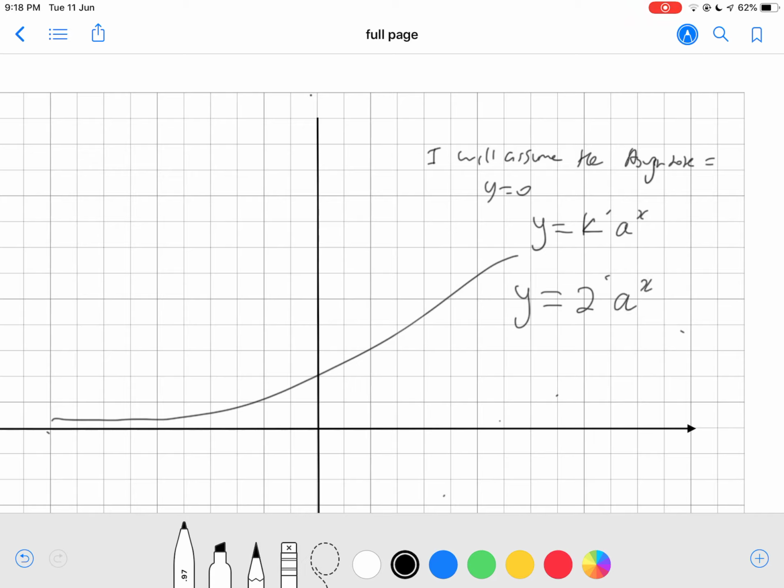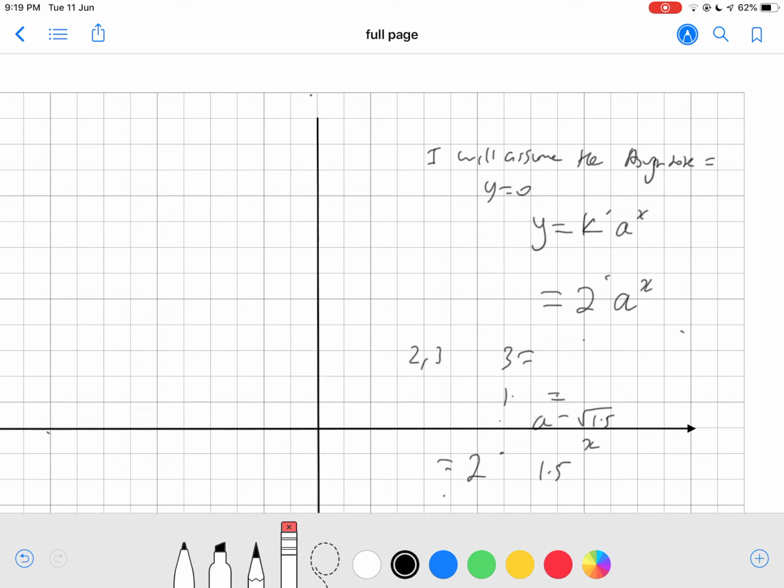And we're going to substitute one more point to find a. So we're going to substitute this point here, which is (2, 3). We're going to say 3 equals 2 times a to the power of 2. Move the 2 to the other side, becomes divide. So 1.5 equals a to the power of 2. A equals square root of 1.5. So pretty straightforward. Our equation would just be y equals k, which is 2, times square root of 1.5 to the power of x. Pretty straightforward for this question.